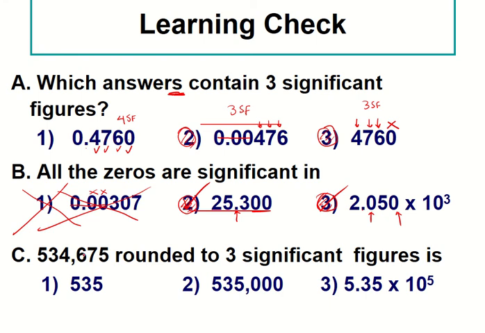And the last one says, round this number to 3 significant figures. Look, this number is 500,000 something. If we are going to round this to 3 sig figs, this digit is 6, greater than 5, we round up to 535. But please understand, we cannot round 500,000 to 535, and it cannot be rounded to 500. So we need to have zeros here.